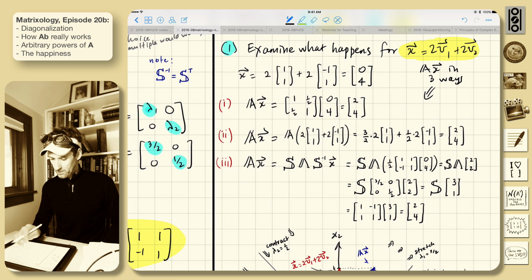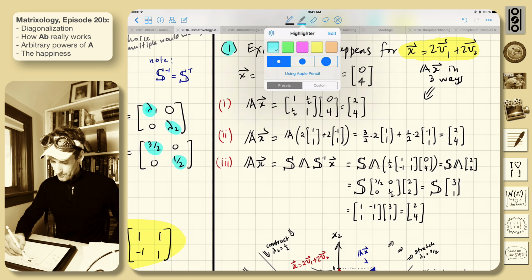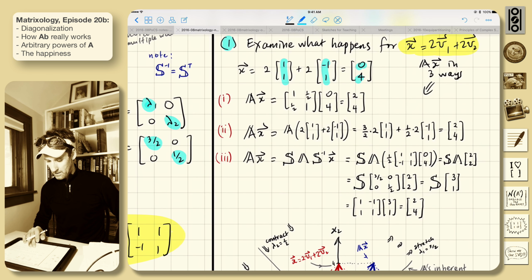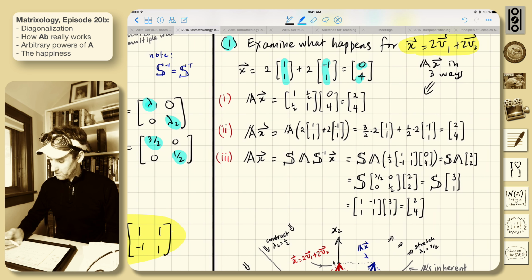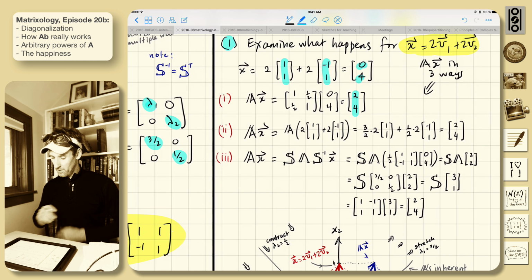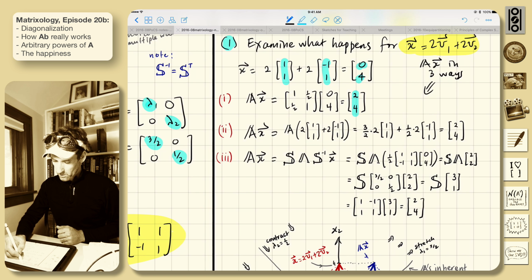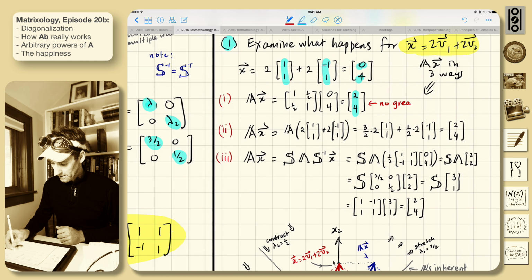So let's just get x. We're just adding these 2 eigenvectors together. There's 1, 1 and minus 1, 1, just 2 times each one. We add them together, we get a 0 here and a 4 here. Good. So we can simply do A times x. Take our 0, 4, just multiply it by A. Fine. And if we do that, this is just standard multiplication, we get a 2, 4. But we've just crunched it. There's no great understanding here.